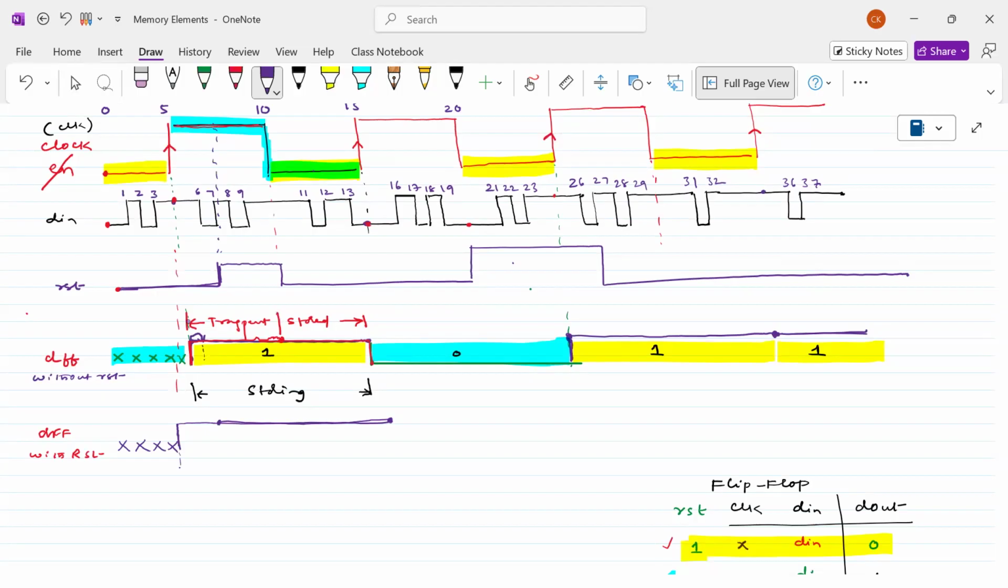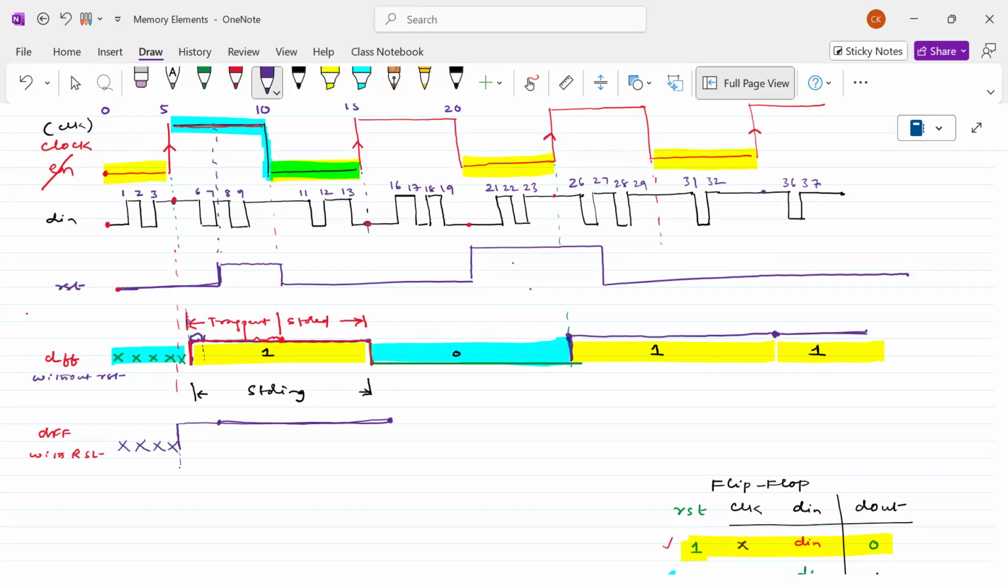That means RST has an impact only when it is at the positive edge of the clock. Whenever there is a positive edge of the clock, at that time the reset signal must be high. Then only can it make the output equal to 0.